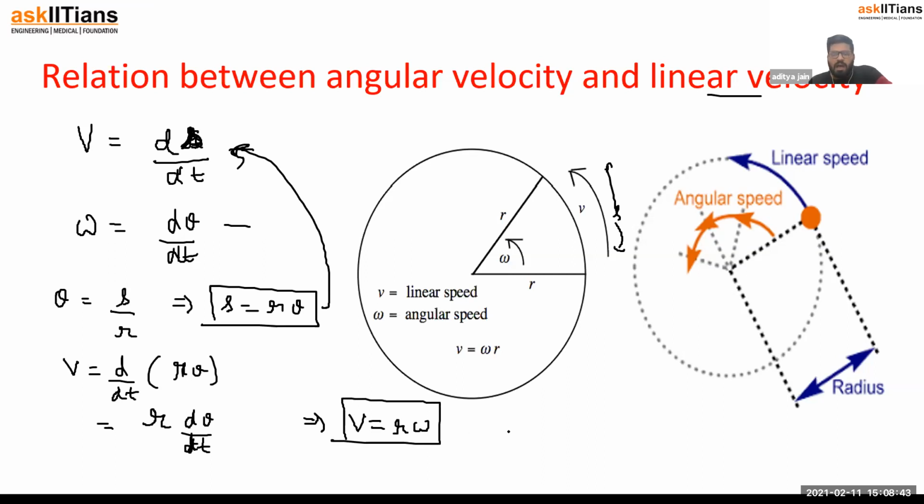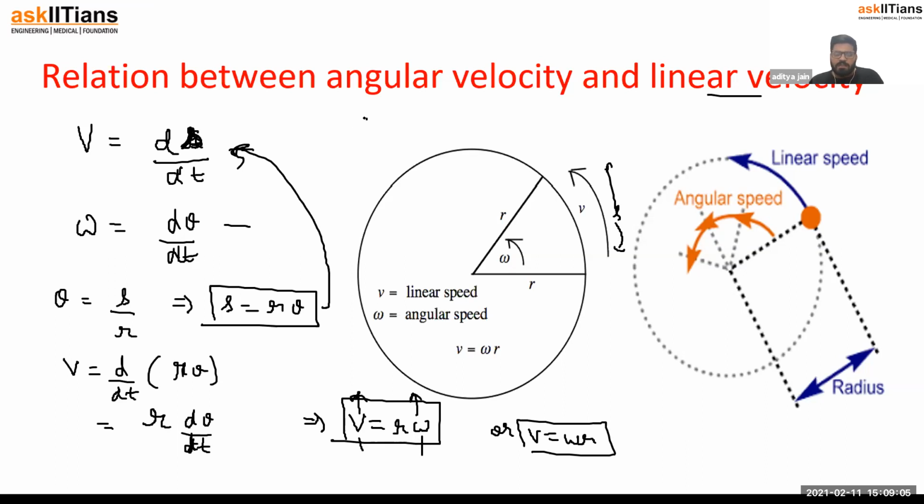v equals r omega, or you can say v equals omega r. This is the relation between angular velocity omega and linear velocity v. Or you can say this is a relation between motion in one dimension and motion in two dimensions, linear motion or angular motion or circular motion. This is the relation.